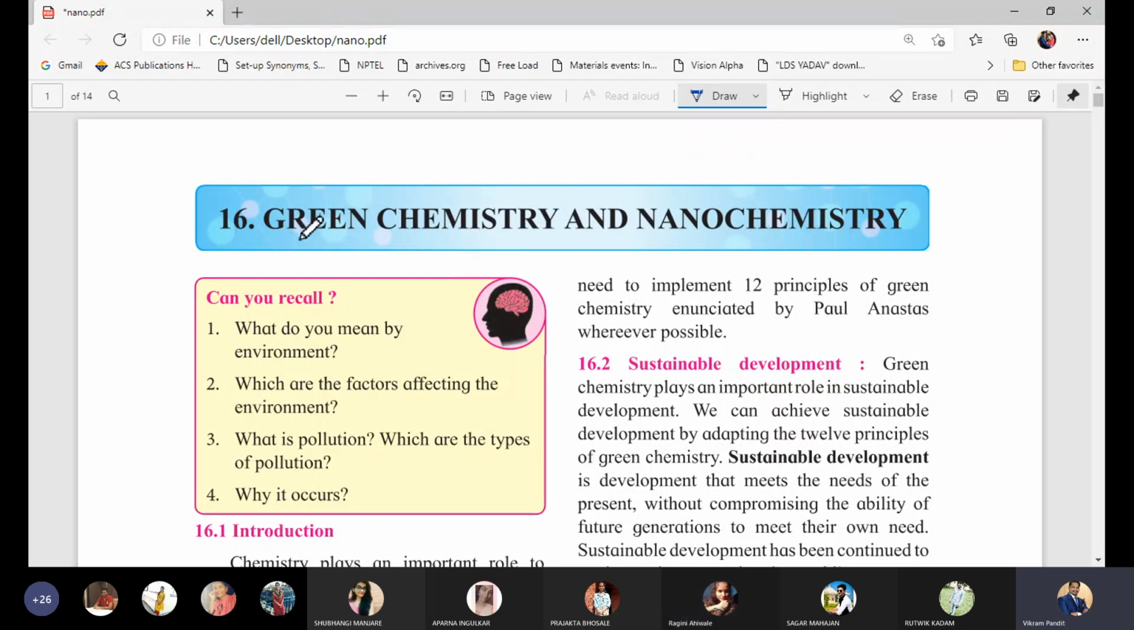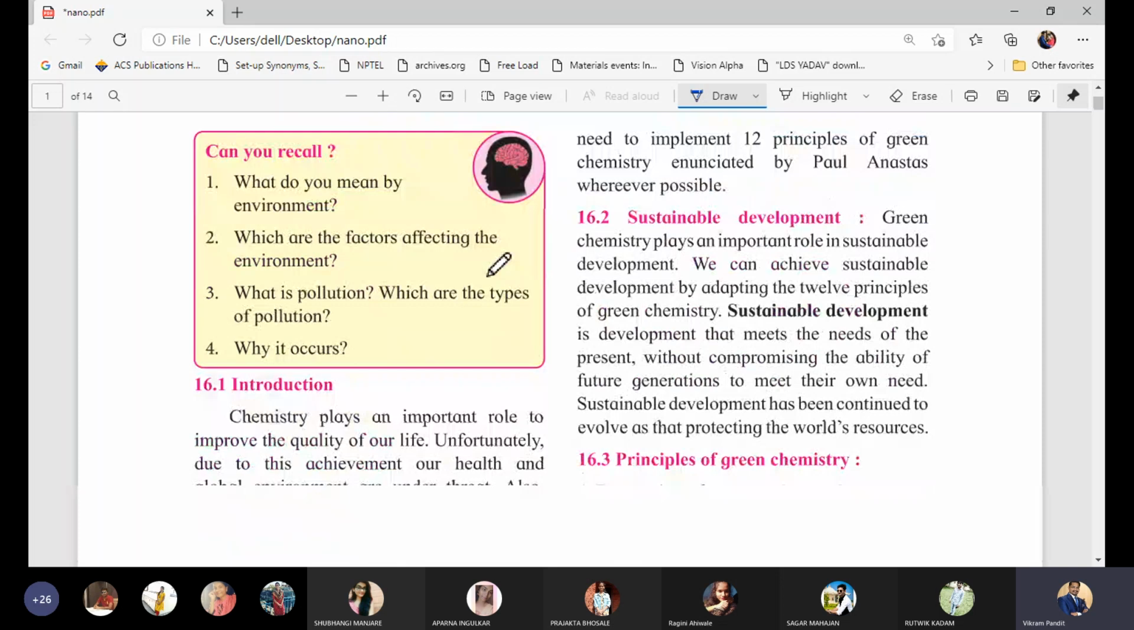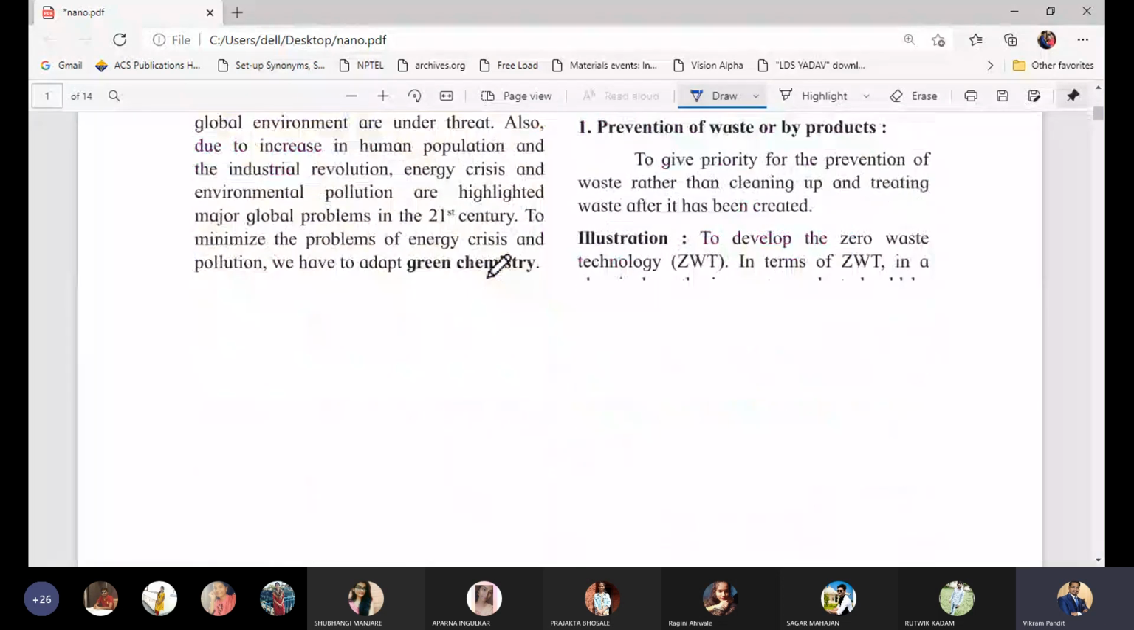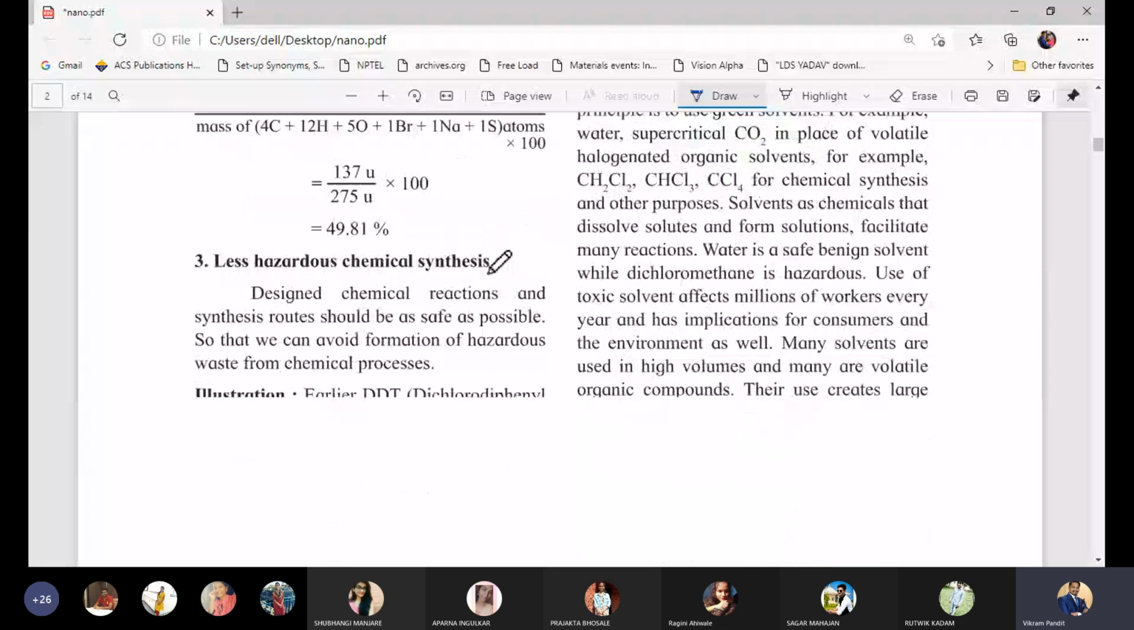So this topic is divided into two main parts: green chemistry, which will be the A part, and nano chemistry, which will be the B part. Green chemistry we will see later on, but the most important thing about this topic is nano chemistry, and that we are going to see in today's lecture.